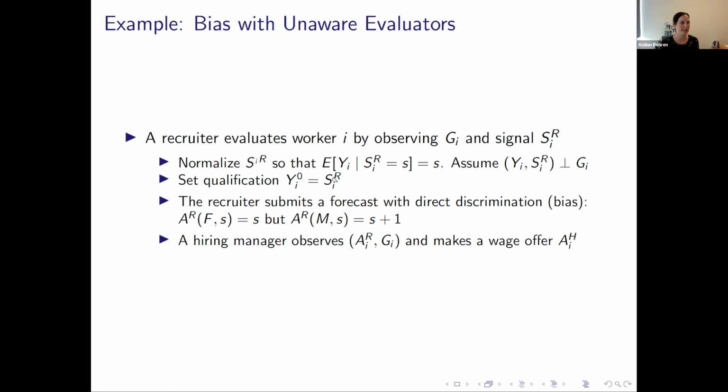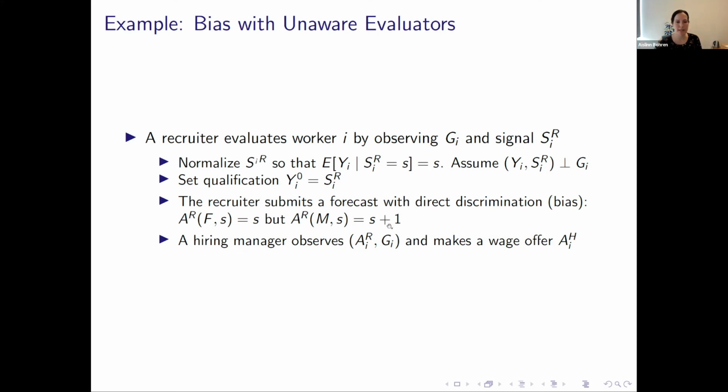In other words, they generated, say, the same quality post on their first post on the math forum. The recruiter then submits a forecast with direct discrimination or bias. We're not modeling where this is coming from. We're just specifying an action rule that exhibits direct discrimination.